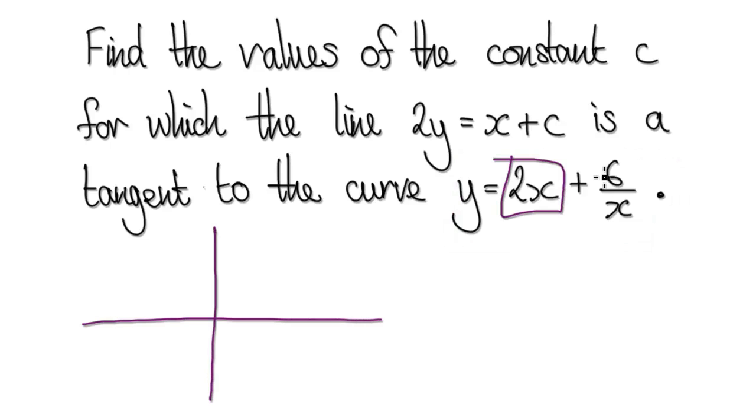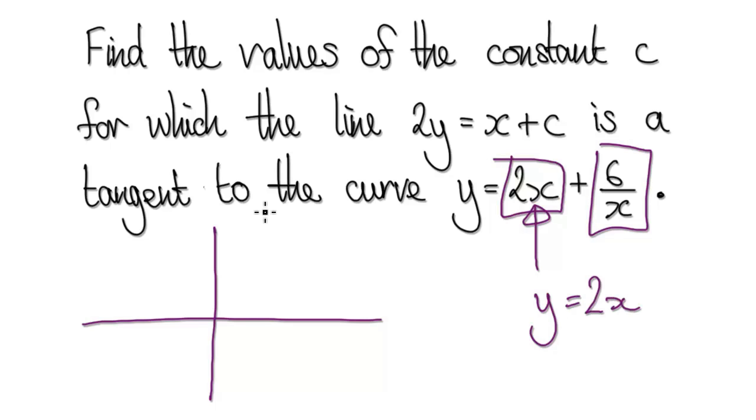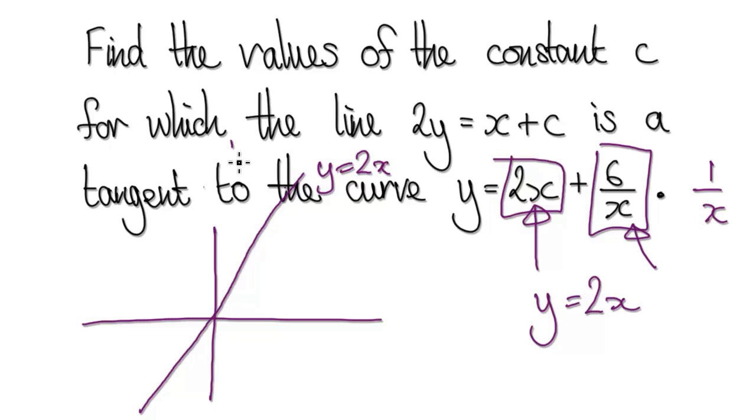You've got one block adding another block. When x is big, it wants to do this straight line. So in your mind draw y equals 2x, which is a straight line going through the origin with a steepness of 2. So this is not to scale. So this is your y equals 2x. When x is small, this block will dominate. So it wants to do, in a way, the 1 over x graph. It wants to do this 1 over x graph here.